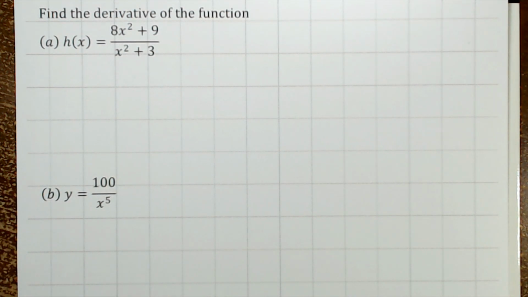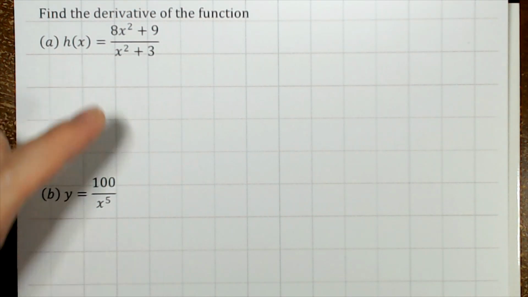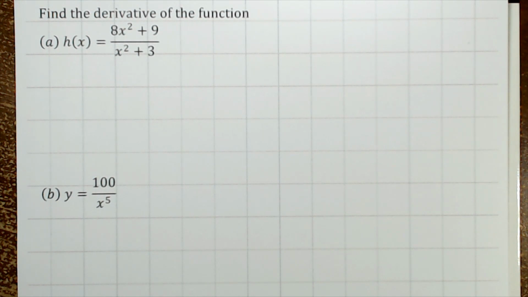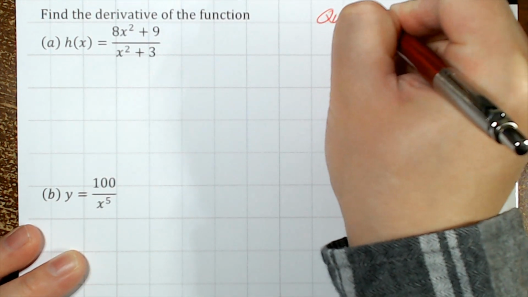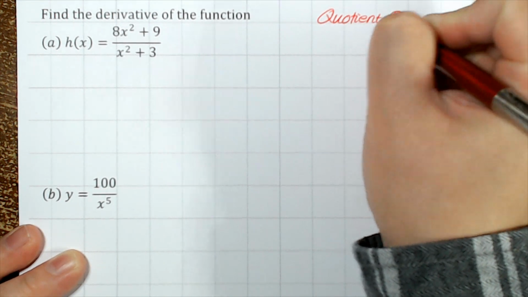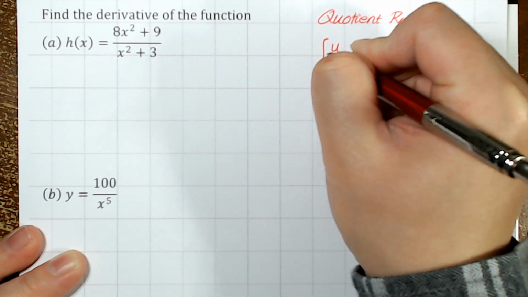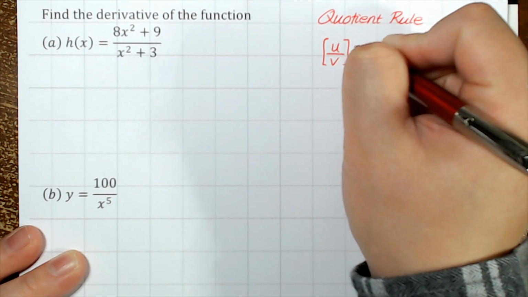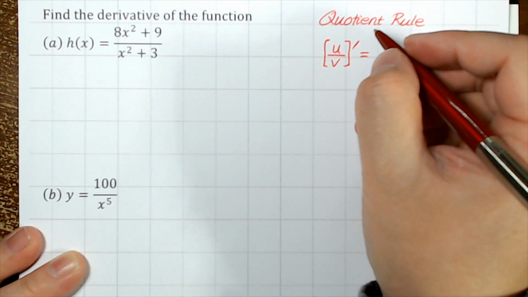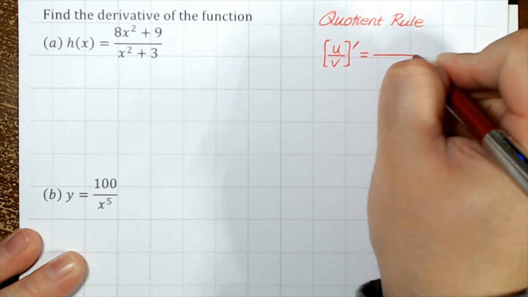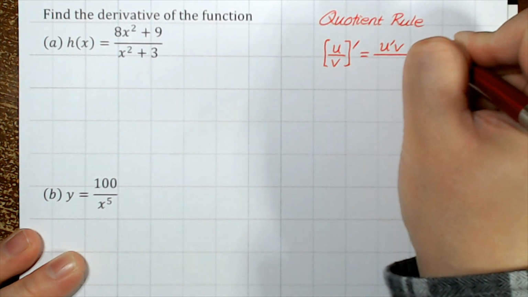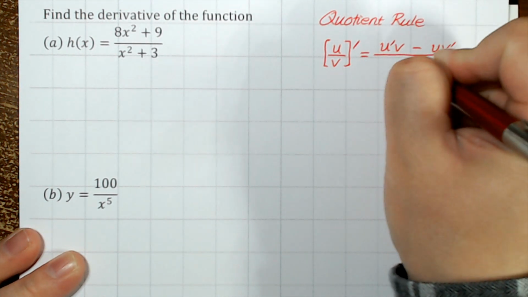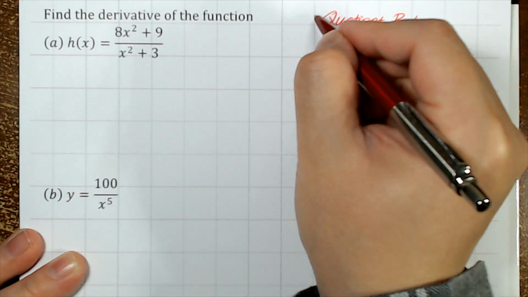Find the derivative of the following functions. The first one is obviously we're going to use the quotient rule because it is a quotient. So first let me write out the quotient rule. If we have a quotient, u over v, and we'll take the derivative of it, it's going to be u prime v minus u v prime over v squared. So that is the quotient rule.